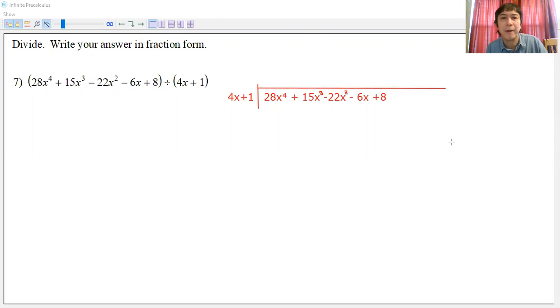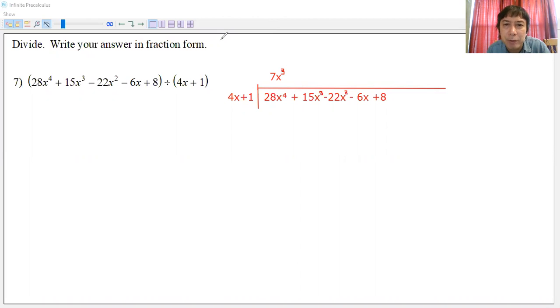Divide first term by the first term. 28 by 4, the numbers first. 28 by 4 is 7. So we put the 7 on top, and then x to the 4th divided by x, that's x cubed. So we'll put the 3 there. x cubed.